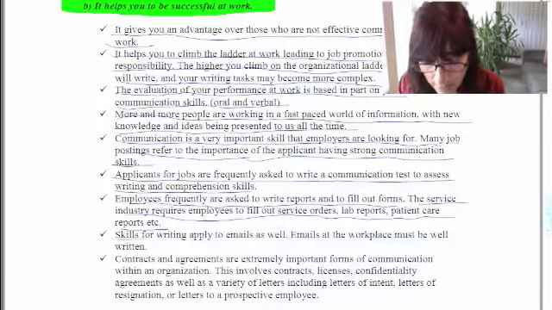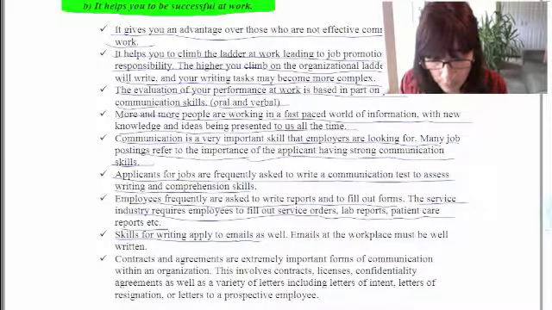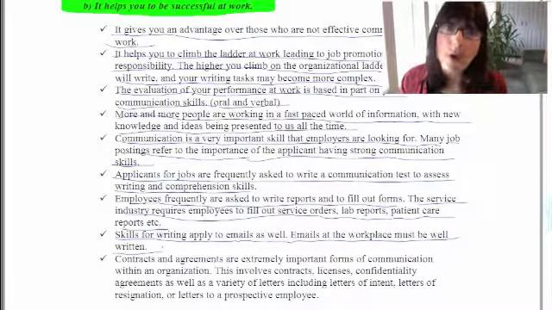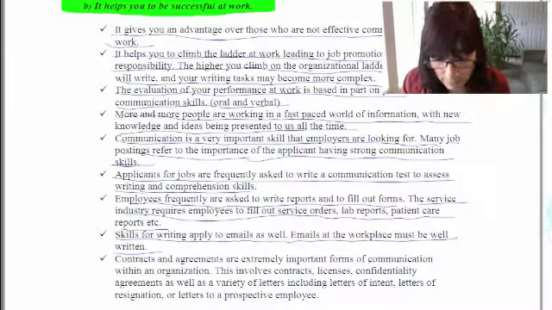You also need skills for writing emails as well. Emails at the workplace must be written, and sometimes you have to respond to other people writing you emails, so it's crucial that you write well in your emails.